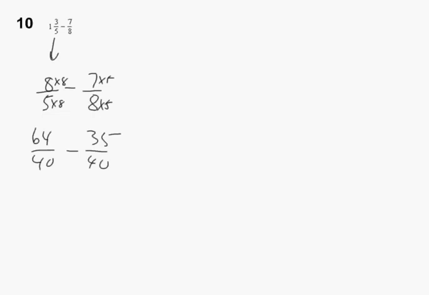And the last question, question 10, is 1 3/5 take away 7 eighths. So again, I'm taking away, so I'm going to change this to 8 fifths, take away 7 eighths. Common denominator we can use here is 40. 64 40ths is equivalent to 8 fifths. And 35 40ths is equivalent to 7 eighths. 64 take away 35 over 40 will give you 29 over 40, which is lowest terms because 29 is a prime number and 40 does not have 29 as a factor.